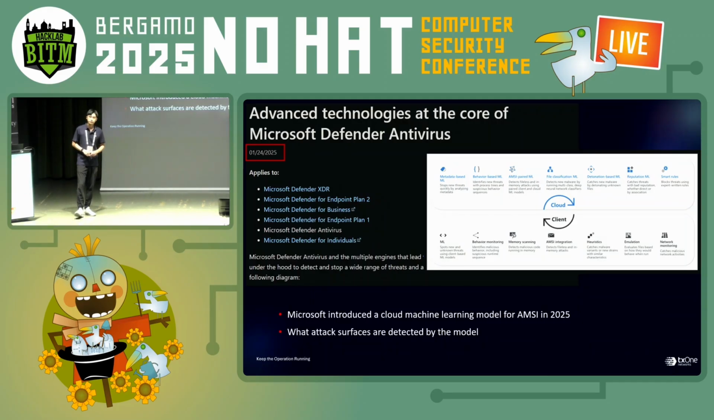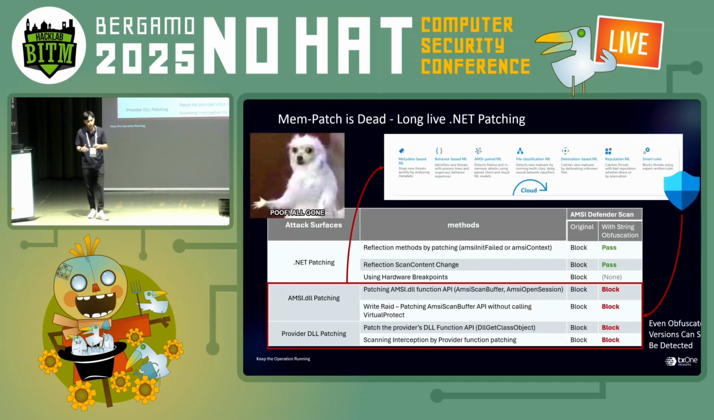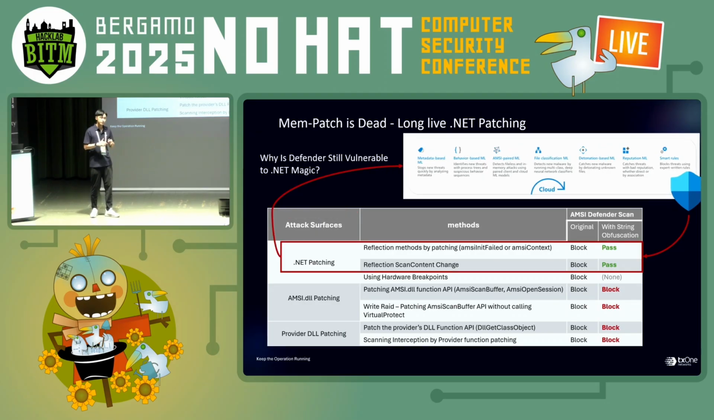However, the situation changed this year when Microsoft introduced a new architecture that uses machine learning on the AMSI. So we're wondering which attack surfaces are blocked now. We tested and reviewed all the payloads and found two key points. First, AMSI DLL scanning, AMSI DLL patching and provider DLL patching are blocked now. Even string obfuscation is. But .NET patching with string obfuscation could still bypass the AMSI.